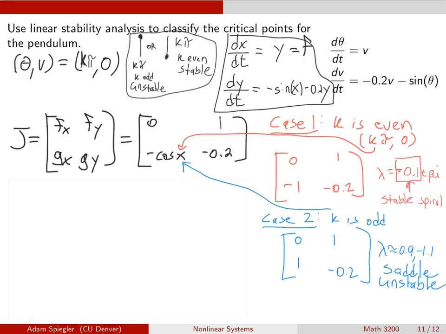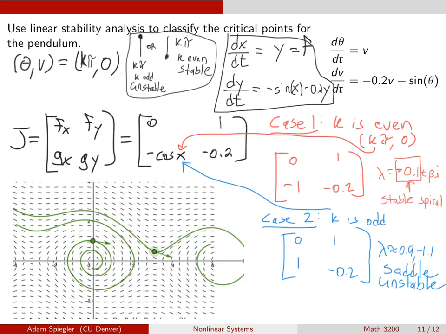To summarize that process, we want to find the Jacobian, this matrix of partial derivatives. Then we evaluate the Jacobian at each of the equilibrium points. And then we look at the eigenvalues of those corresponding matrices. So we do the same analysis at that point as we did with linear systems.